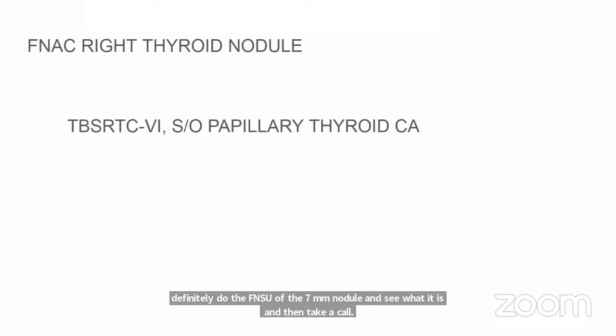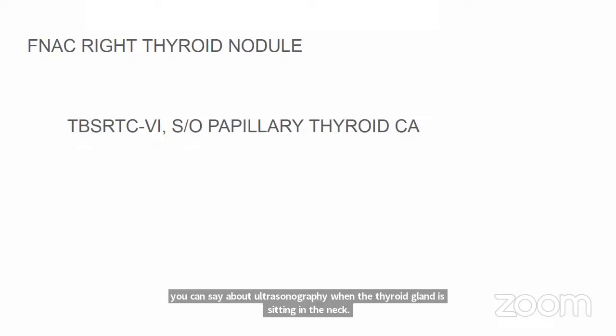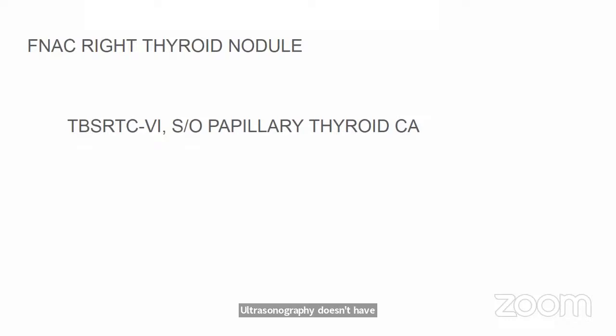So what is your plan? You have already planned for total. Yes, ma'am. And what about the neck? What will you do with the central neck? Ma'am, ultrasound wise, there were no significant nodes, ma'am. See, you can say that about ultrasonography when the thyroid gland is sitting in the neck. Ultrasonography doesn't have that much accuracy to assess the central compartment nodes. Yes, ma'am. And that is the reason why we combine it with the CT scan. But on table, what can you do? We can send for frozen, ma'am, if we see any suspicious looking nodes.